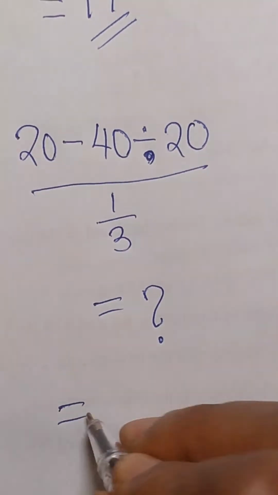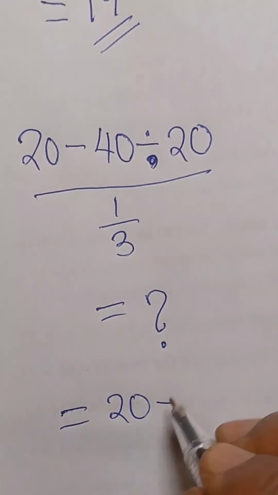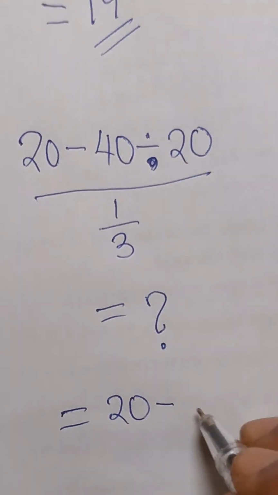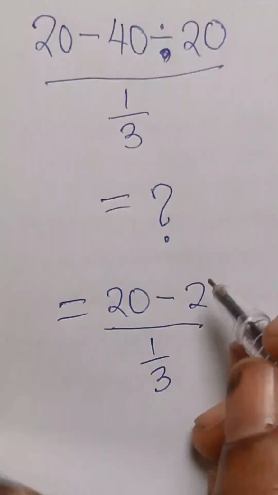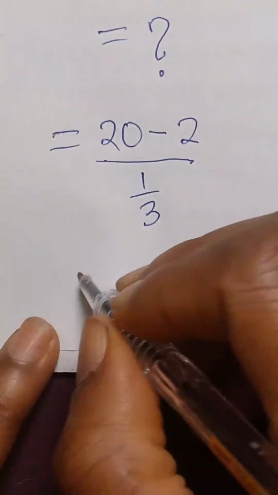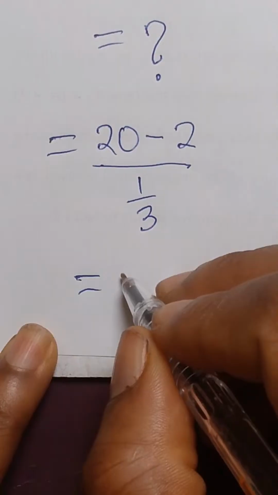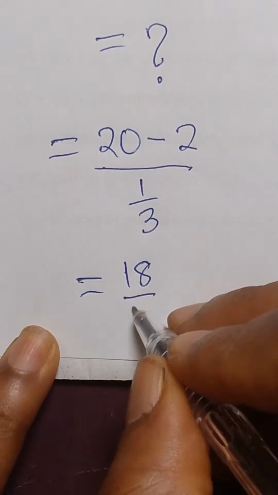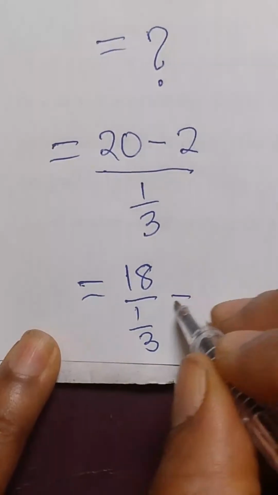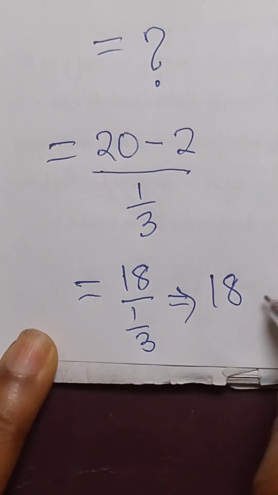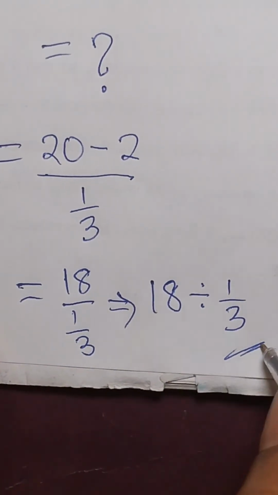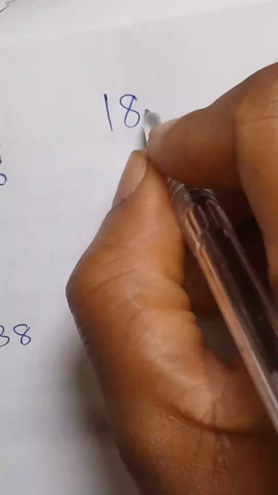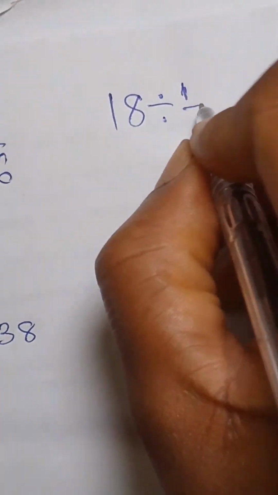So let me solve this. We have 20 minus 40 divided by 20 is 2 all over 1 over 3. Okay. So if you do that, this is equal to 20 minus 2, sorry, is 18 all over 1 over 3. Now we can write this as this. This is 18 and it is being divided by 1 over 3. Okay. So I'm going to take this to the next page so you see the final solution. So we have the 18 divided by 1/3.